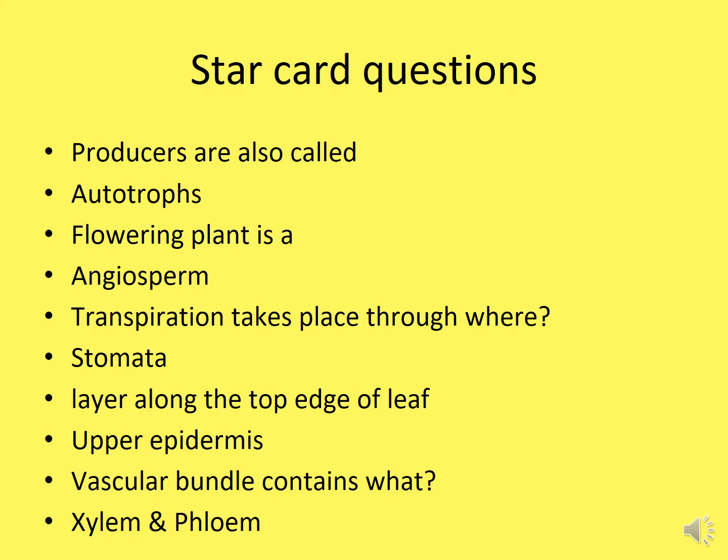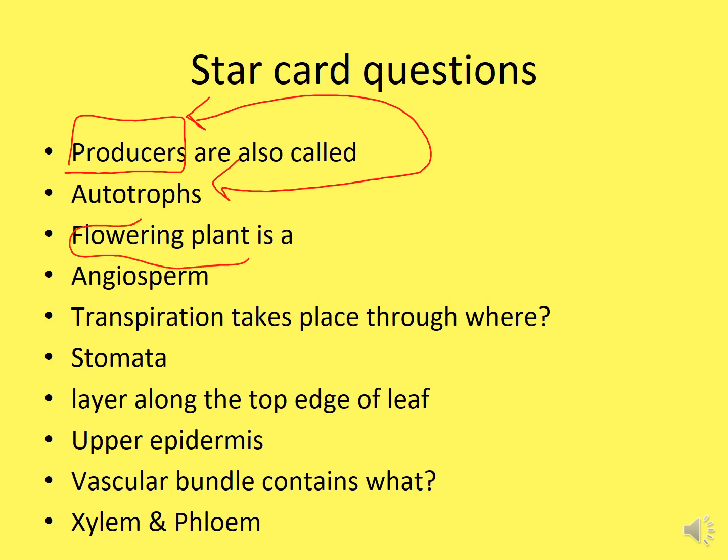Just quick questions. Producers, remember this is just a review. Producers make their own food, which is called an autotroph. All right, if we're talking about a flowering plant, that's an angiosperm.